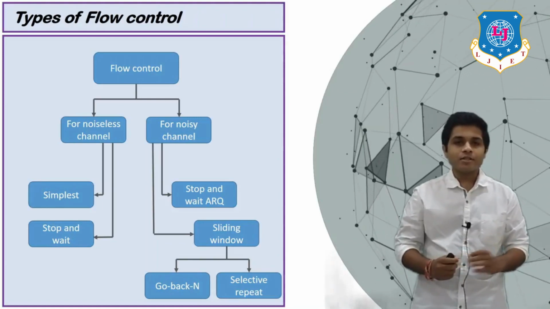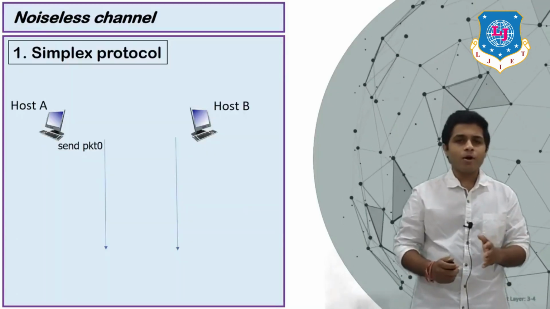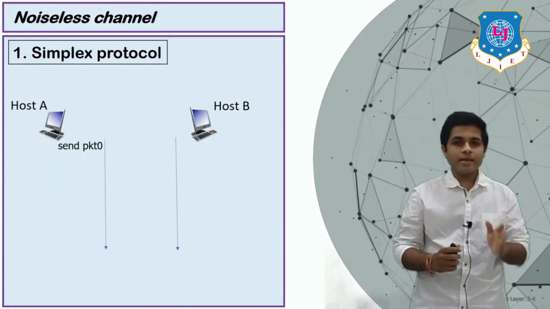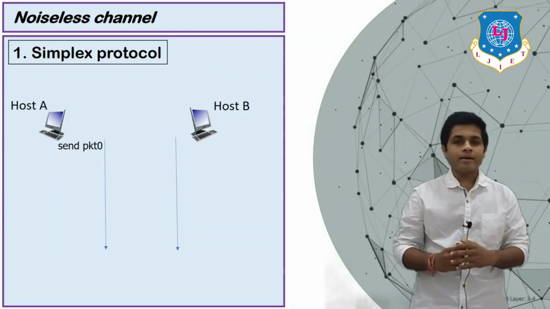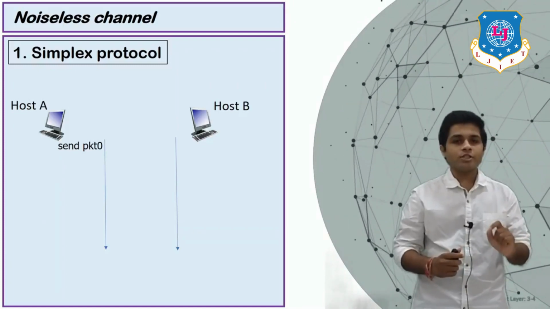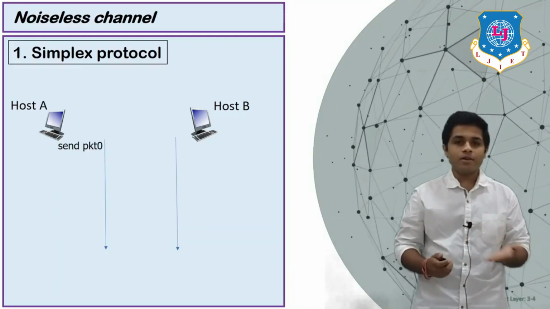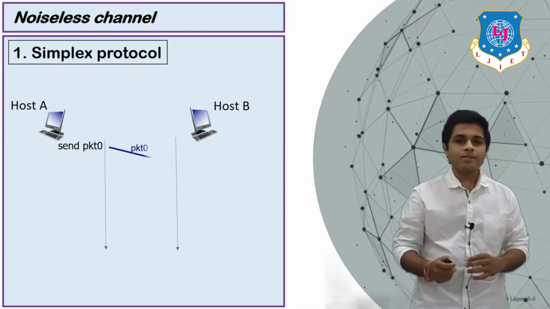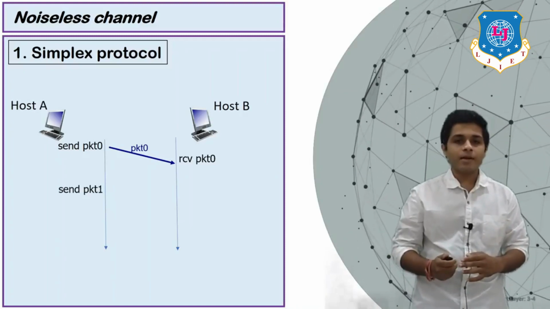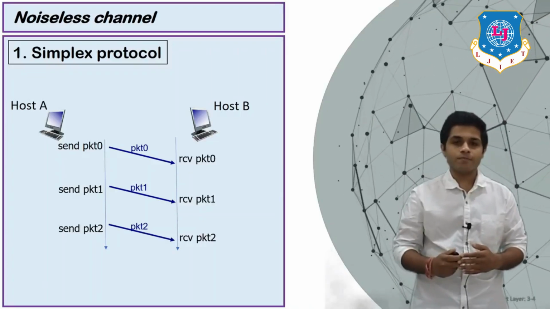Let's start our discussion with the first one, which is for noiseless channel. So the first type of the noiseless channel is the simplest protocol. You can see that two devices A and B are connected and A is sending a message to B. Now simplest protocol means that communication is only in one direction. So A will only send the message and B will receive the message. So A will send packet 0, B will receive packet 0. After waiting for some time, A will again send the next packet, packet 1, B will receive packet 1, A will send packet 2 and B will receive packet 2.